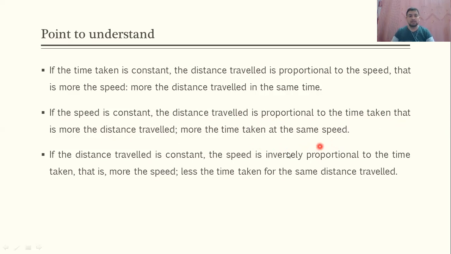Next, in the third case, let's say distance is constant. So speed will be inversely proportional to time taken. That is, more the speed, lesser will be the time taken for the same distance travelled. Okay, so these are the three concepts which are based on the formula speed is equal to distance upon time.